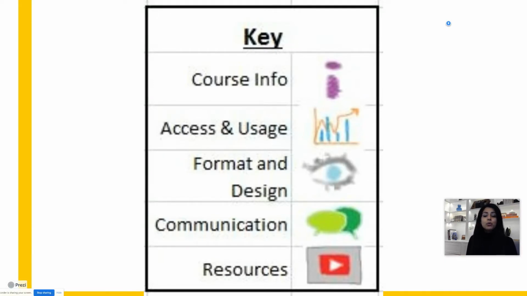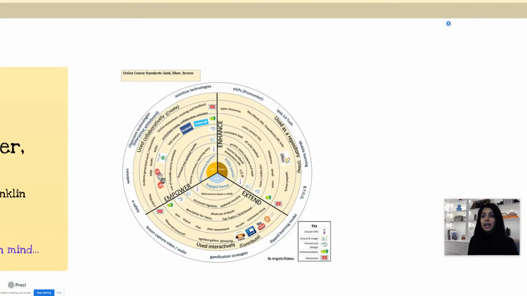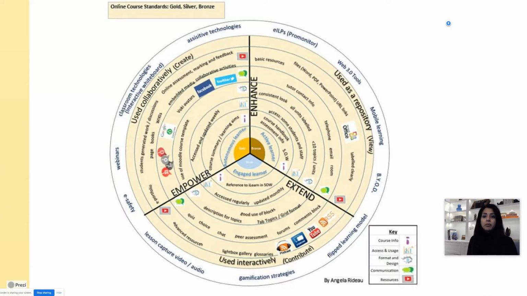The other thing that was important to learners was communication. So how they were communicated to and how much information was being communicated, how often, how the format of that looked, and whether they were able to communicate and participate as well in the discussions. And lastly, the quality of resources that were available. With all this in mind, I created an online model of quality online standards, which was gold, bronze, and silver for the use of Moodle, and it was mapped against the 3E model of enhance and extend and empower.